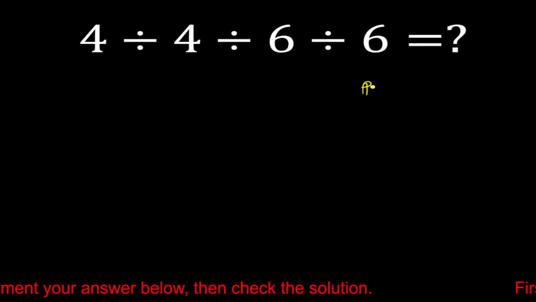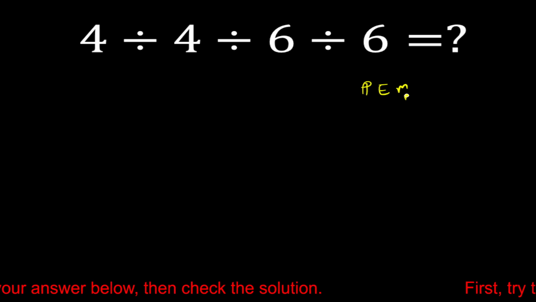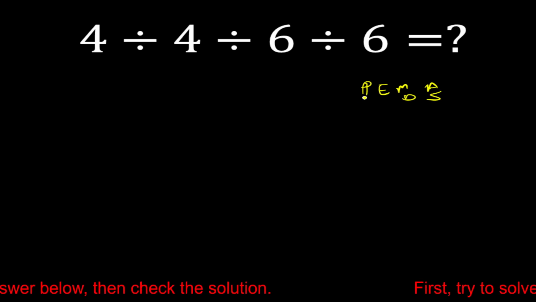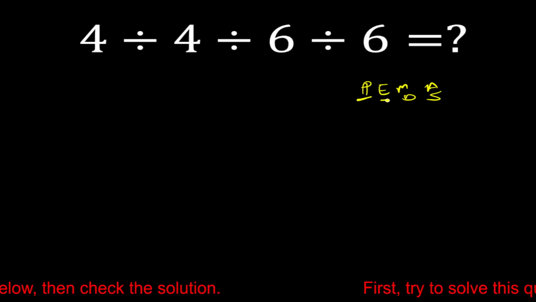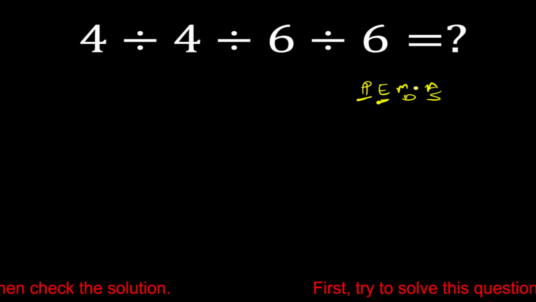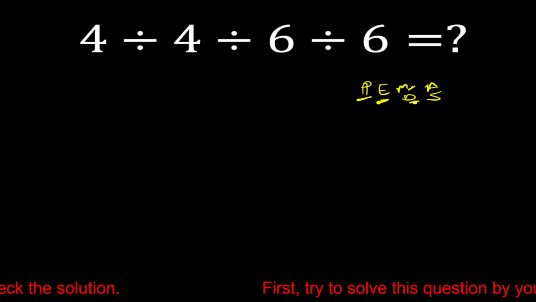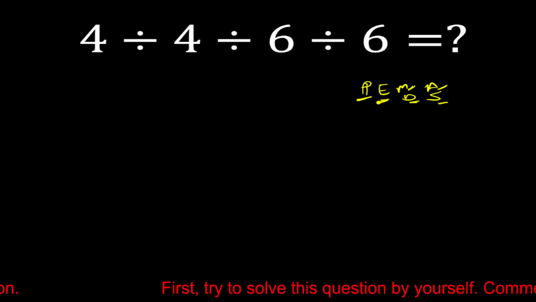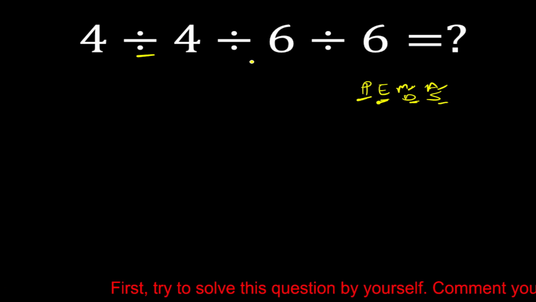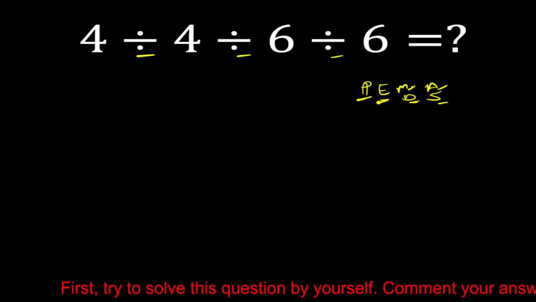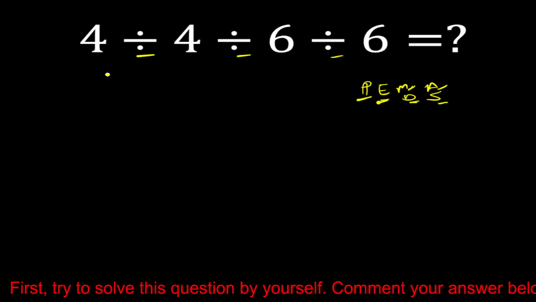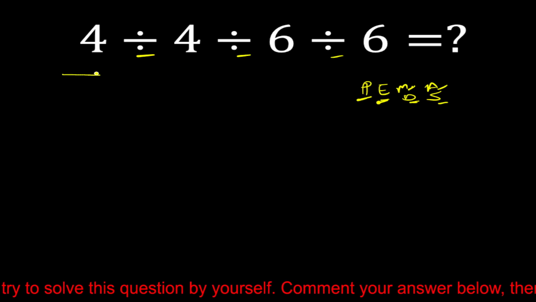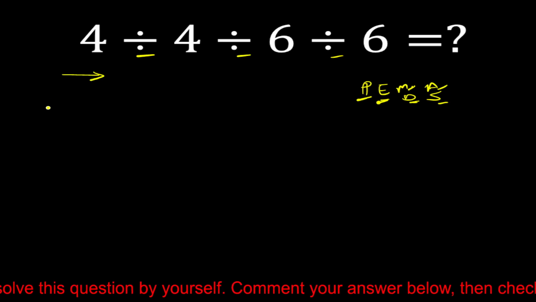So according to PEMDAS, first priority is parenthesis, second priority is exponent, third priority is multiplication and division, and fourth priority is addition and subtraction. Here is a division, here is a division, and here is a division. So all have equal priority, therefore we have to solve it from left to right, okay?